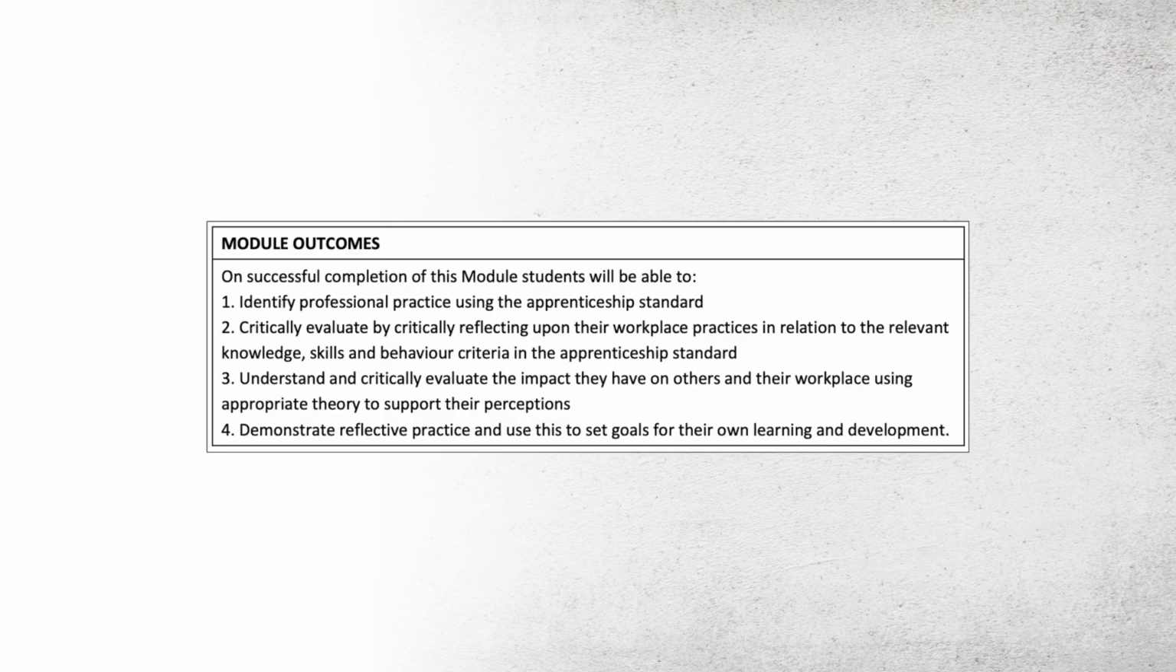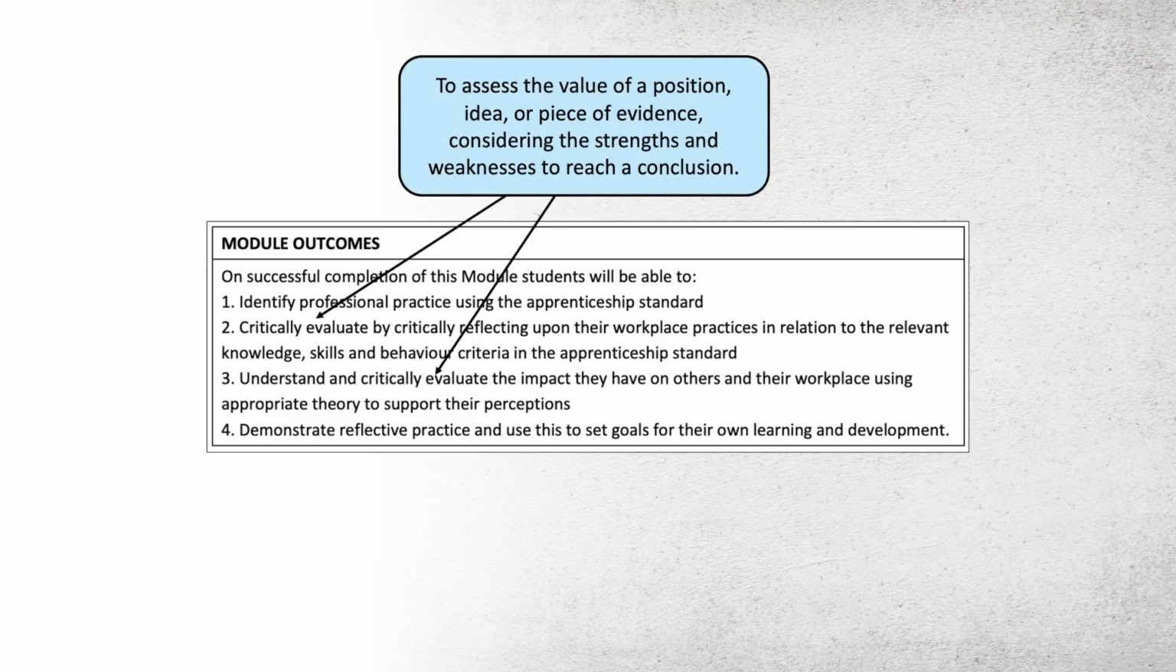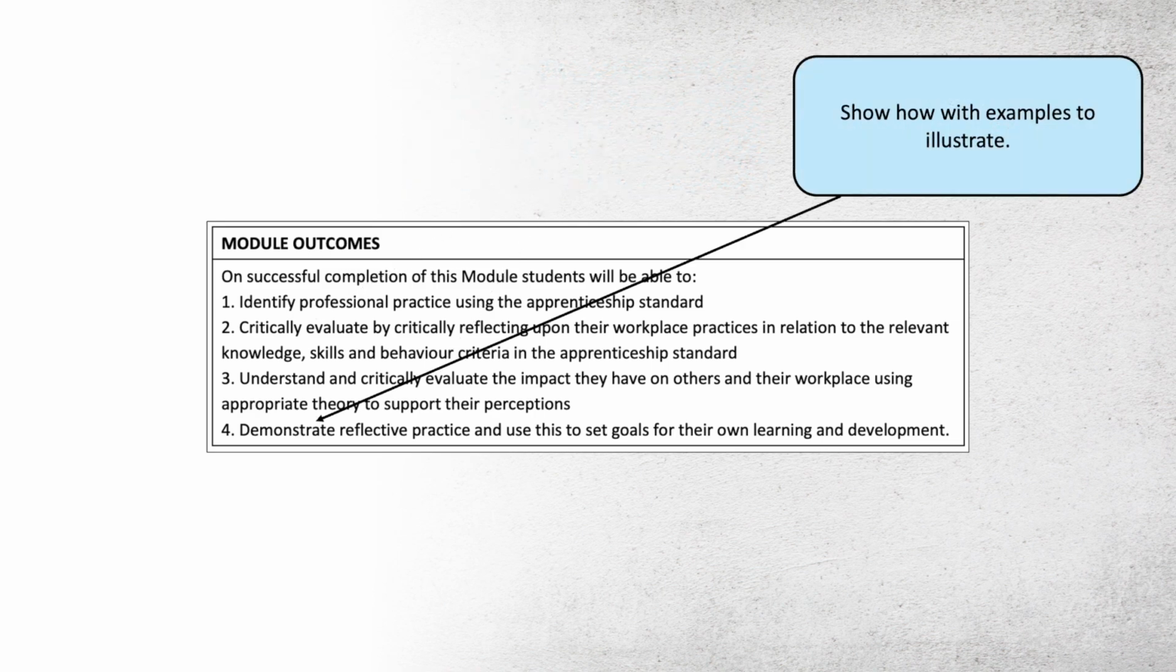Here are the module outcomes, and you can see the instruction words in there. Identify is the ability to pinpoint something due to prior understanding or experiences. Critically evaluate features twice in outcome 2 and 3, and this means to assess the value of a position, idea, or piece of evidence, considering the strengths and weaknesses to reach a conclusion. Demonstrate is about showing how with examples to illustrate.